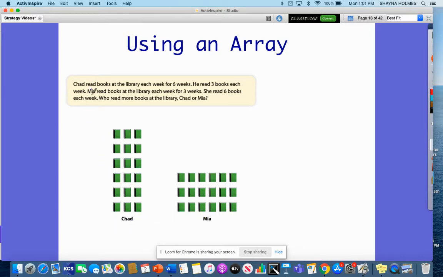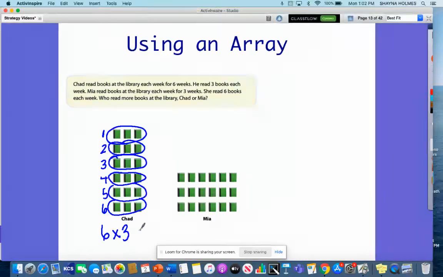So let's look at Chad's first. If we go back to our story problem, it said that he read books at the library each week for 6 weeks. So right here would be our week. So we have week 1, 2, 3, 4, 5, and week 6. It says he read 3 books each week. So this first week he read 3, and then the next week 3, another 3, and so on for the 4th week, the 5th week, and the 6th week. So when we look at this, we've got a multiplication problem of 6 times 3.